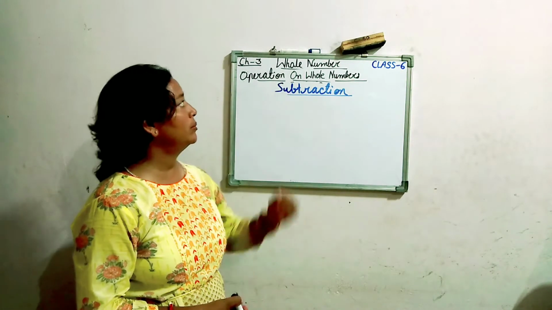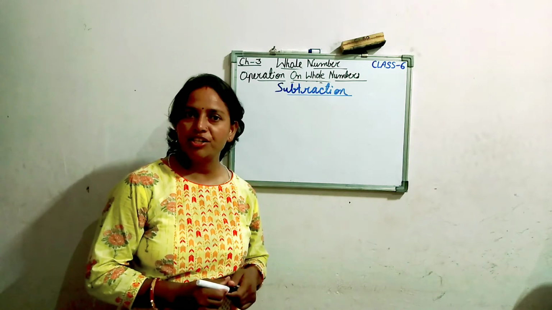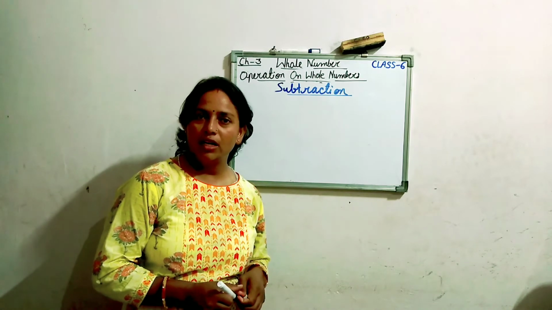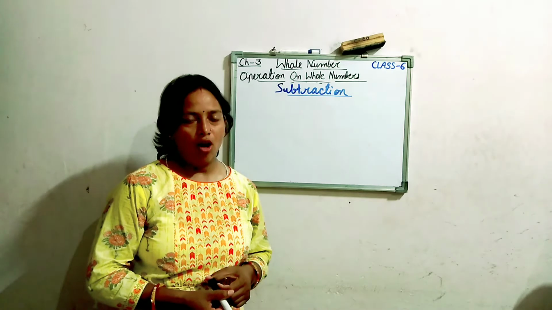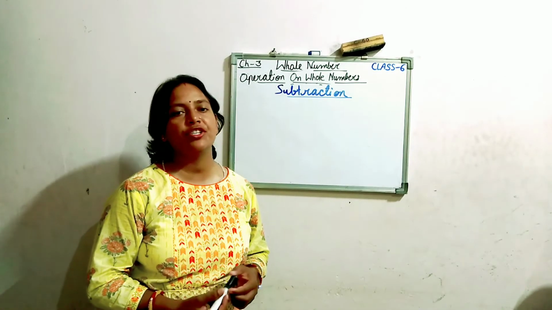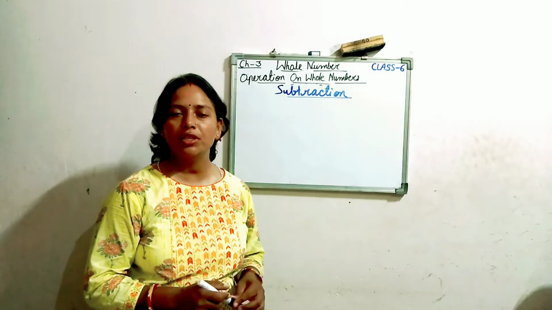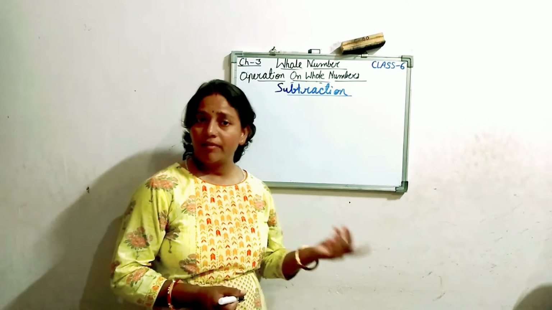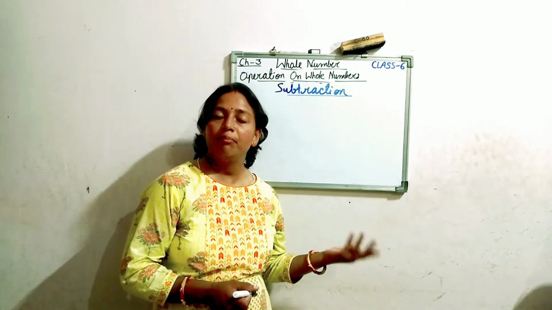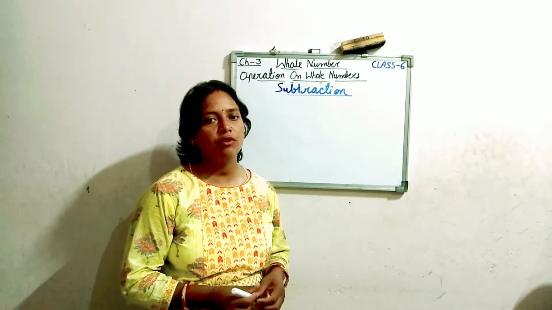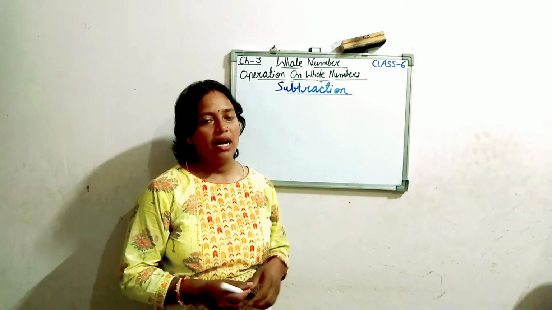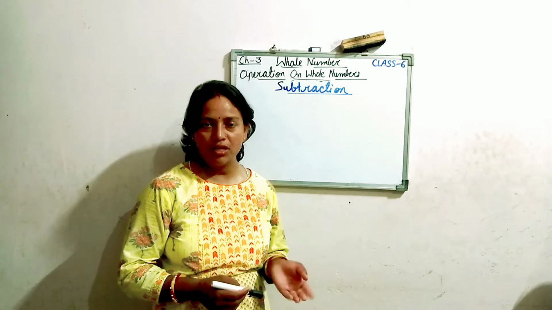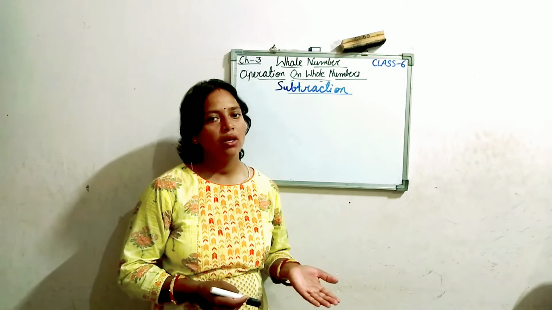Chapter 3, whole numbers. We were talking about operations. The word operation we are already familiar with. An operation is a process in which numbers are combined according to particular rules. These basic 4 operations are addition, which we completed yesterday in the previous video, and today is for subtraction, and next for multiplication, and one more next for division.